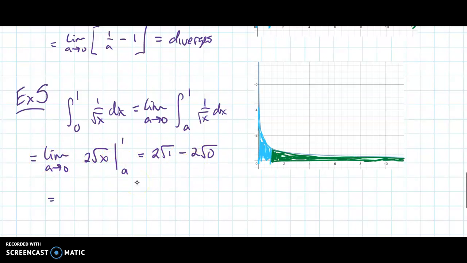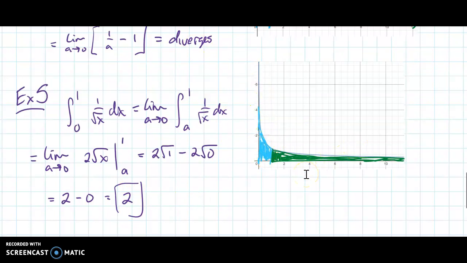And then that gives me, all right, 2 times root 1 is 2. 2 times root 0 is 0. 2 minus 0, so I get 2. So this one, the previous one, it diverged. This one is a number right here. So that's this chunk of area right here and then up there.